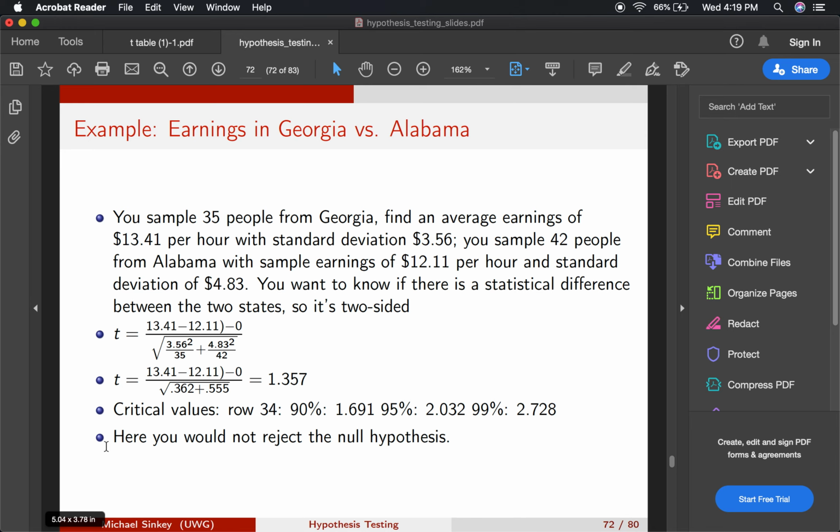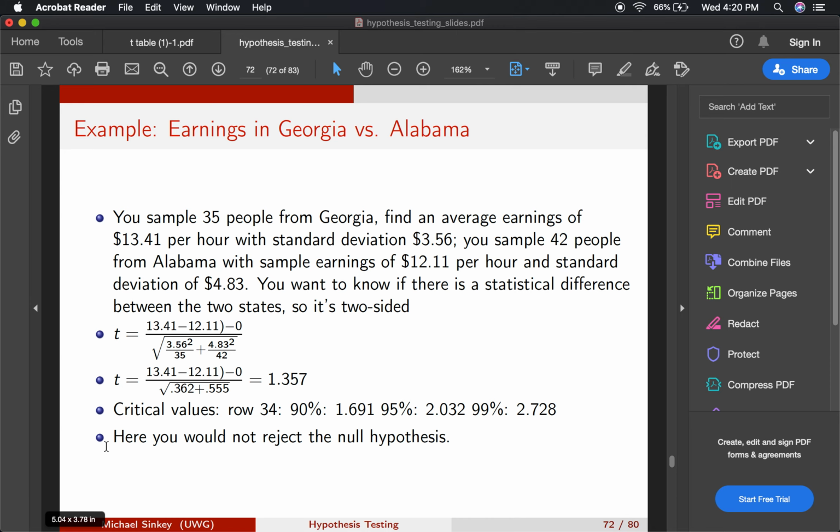I sample 35 people from Georgia, find an average earnings of $13.41 per hour, standard deviation 356. You sample 42 people from Alabama, sample earnings of 1211, standard deviation of 483. So there's a $1.30 difference in the sample. Is that statistically different from zero? What we're trying to do here is ask whether the $1.30 difference that I see in this sample is large enough statistically to rule out no difference whatsoever.